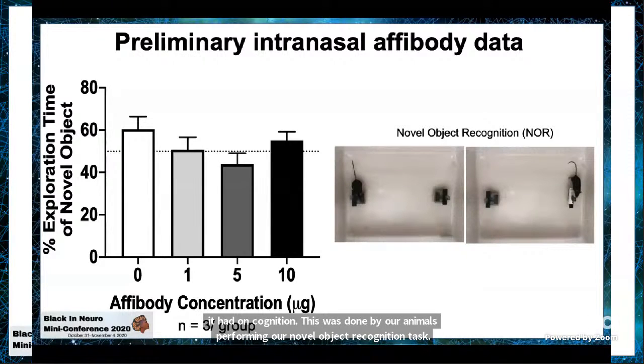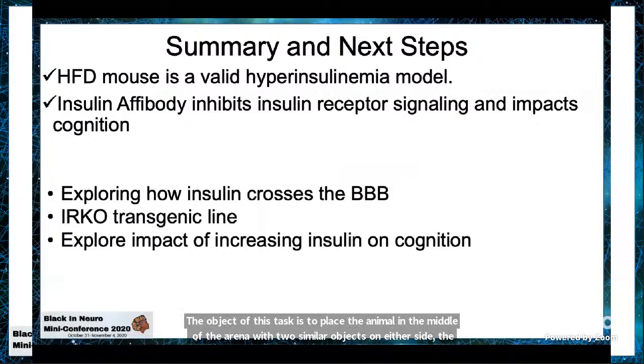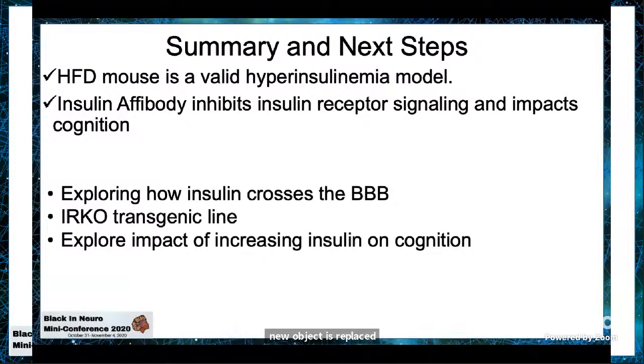What we're seeing is 5 micrograms of the Affibody is trending towards having an impact on the animal's exploration time with the novel object. So in summary, I've shown that our high-fat diet mouse model is a valid model of hyperinsulinemia. I've also shown the impact of intranasal insulin Affibody on insulin receptor signaling and cognition.